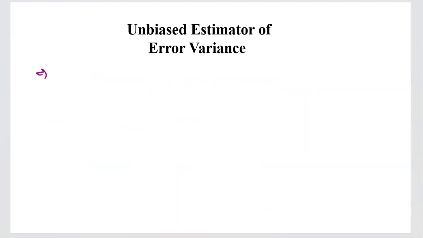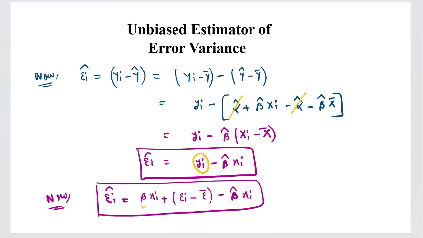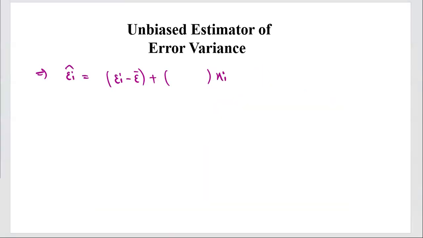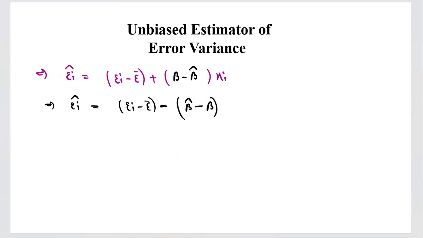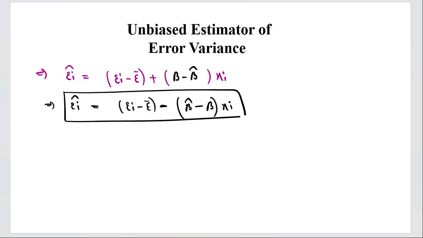In the next step, what you can do? Epsilon i cap is simply, this will remain, and from the remaining part, if you take xi common, see, from this and from this, if you take xi common, what will you have? You will have beta minus beta cap. So this will be beta minus beta cap, right? This is the form. So now what you will do? Epsilon i minus epsilon bar, now make it minus. So it will be beta cap minus beta xi. So this is the final form of the residual.